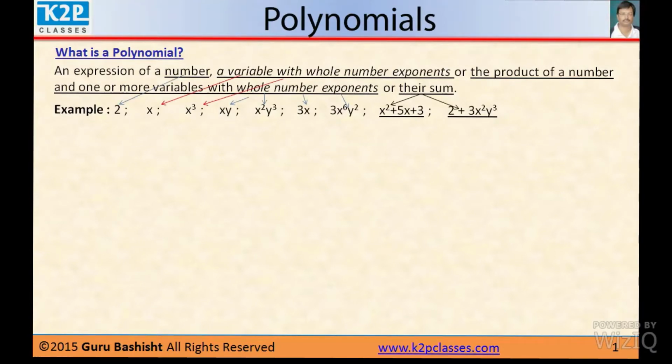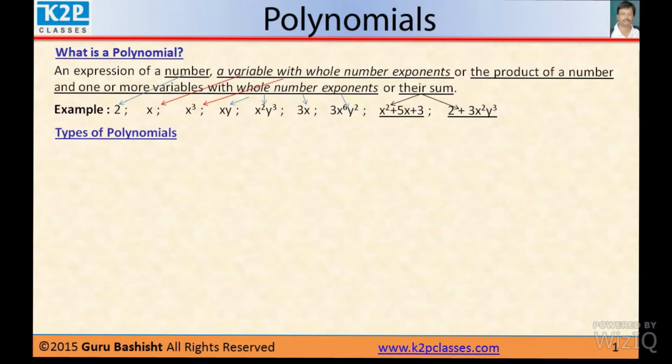See, 2. 2 is a number. x is a variable. x cube. It is a variable with whole number exponent. x into y. It is the product of two variables. Here it is their sum, x square plus 5x plus 3.